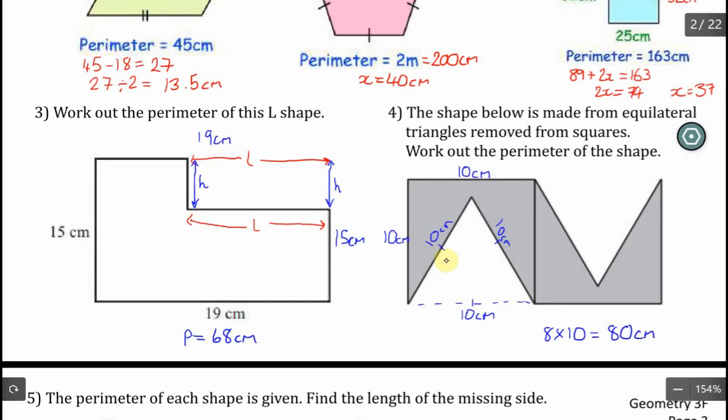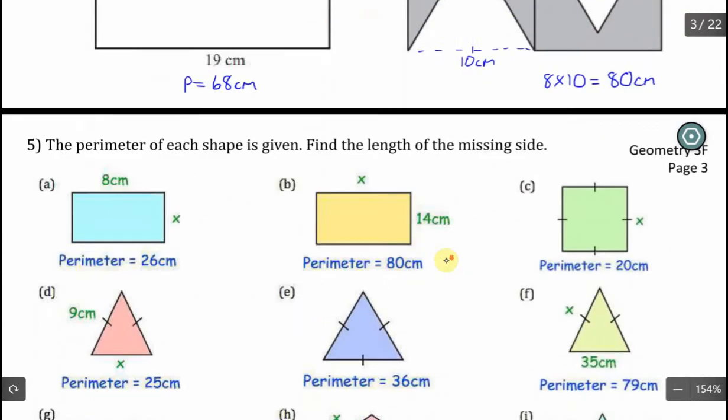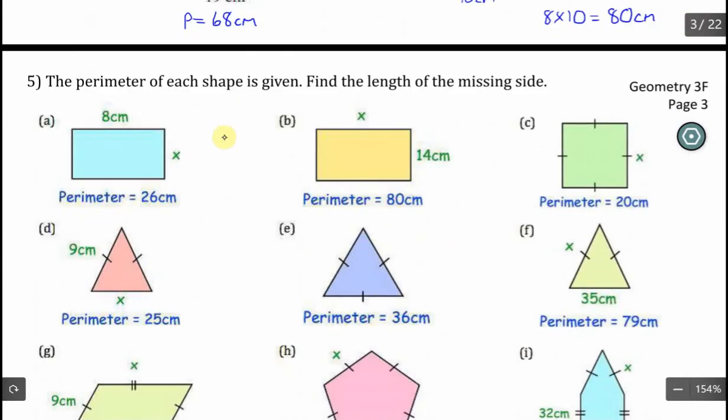Okay, I'll go through the next page as well. The perimeter has been given. Find the length of the missing side. Similar to the questions above. 2 lots of 8 would be 16. Divide by 2. X is 5. We did that question before.